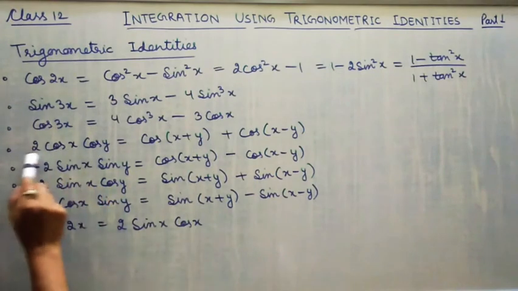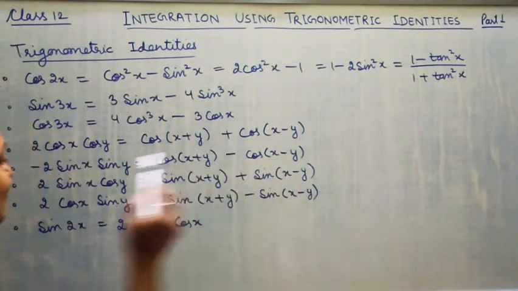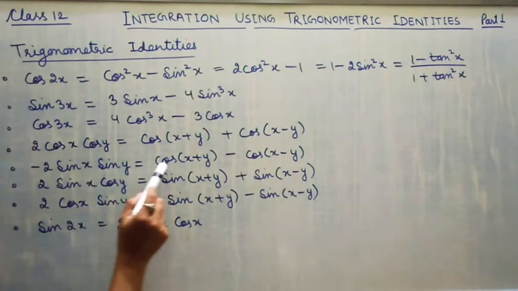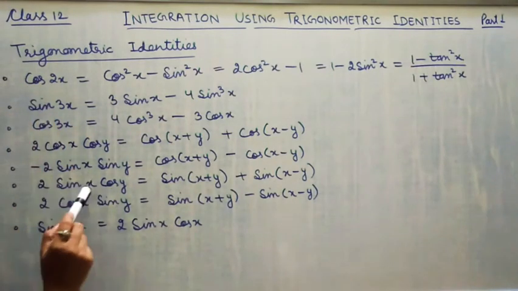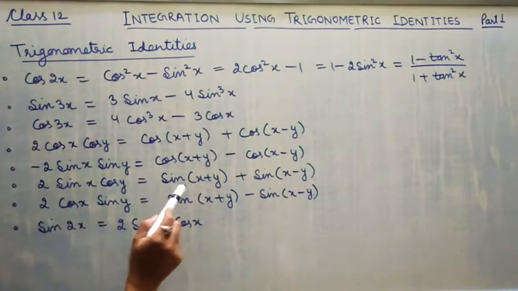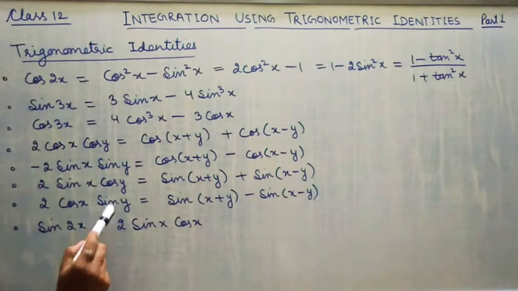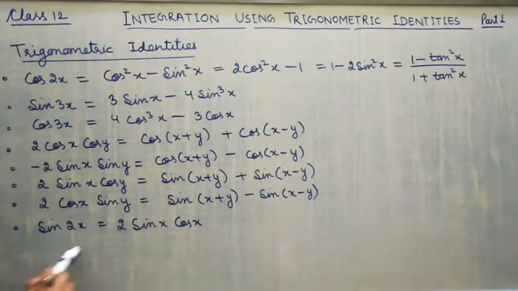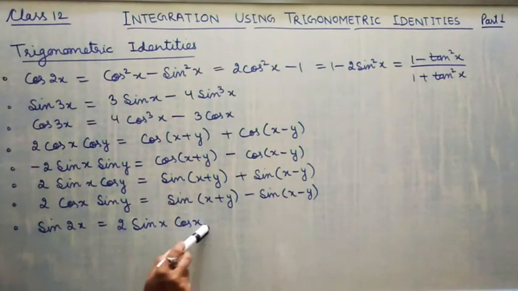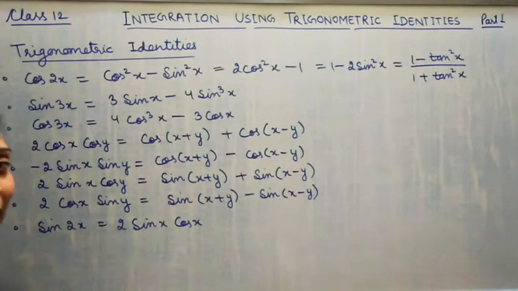Then the identity: 2 sin x sin y is equal to cos x minus y minus cos x plus y. 2 cos x cos y is equal to cos x plus y plus cos x minus y. 2 sin x cos y is equal to sin x plus y plus sin x minus y. 2 cos x sin y is equal to sin x plus y minus sin x minus y. And at last, this is a very simple and most often used formula: if both values are the same, then we will write it as sin 2x, because sin 2x is equal to 2 sin x cos x.